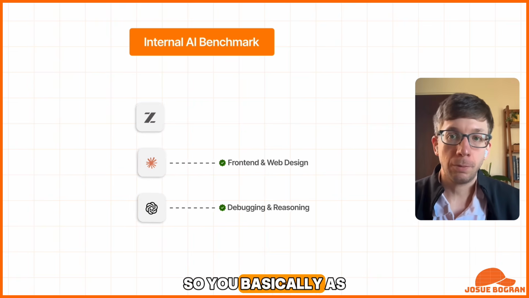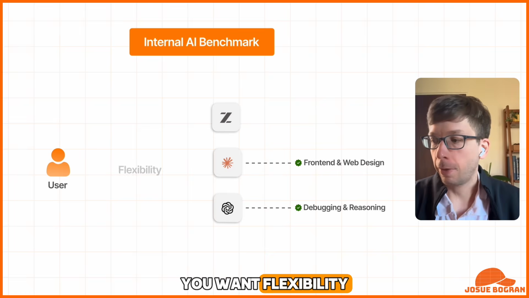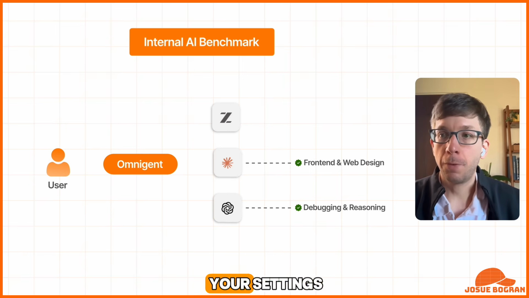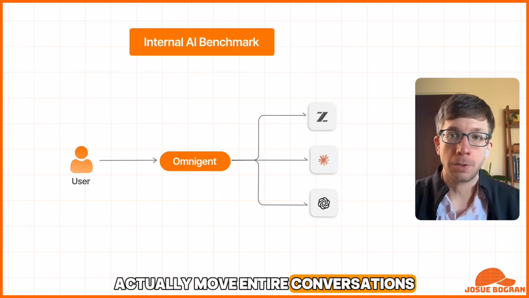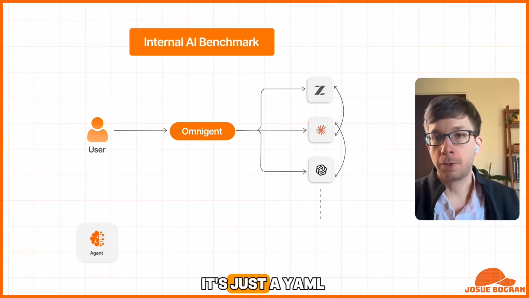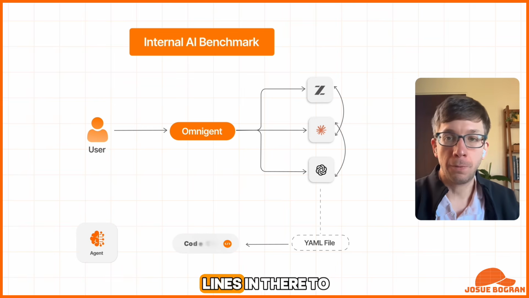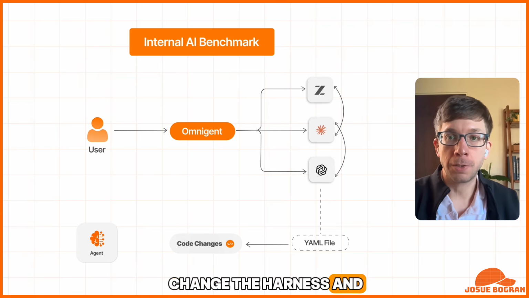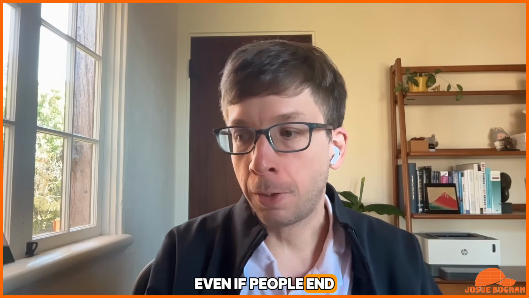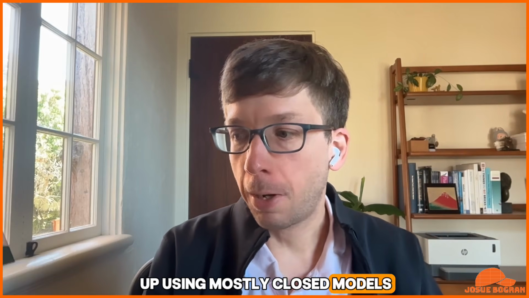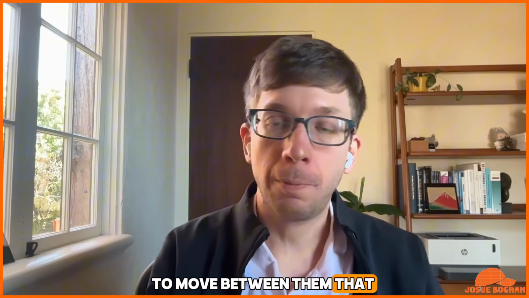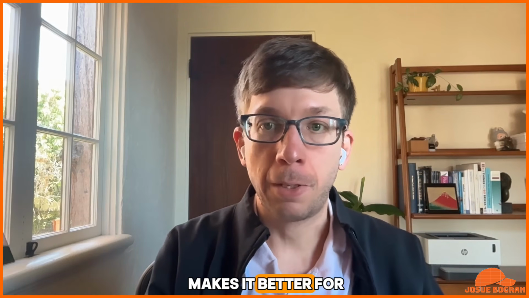So as a user of these things, you want flexibility, and Omnigent is meant to make that really easy. You can move your settings, actually move entire conversations from one to the other, and share them with people. And if you're writing custom agents, it's just a YAML file, and you can change a couple of lines in there to change the harness and run it on a different agent. And I think that's really important. Even if people end up using mostly closed models and closed model providers, they'll want that flexibility to move between them that prevents lock-in and makes it better for them long term.